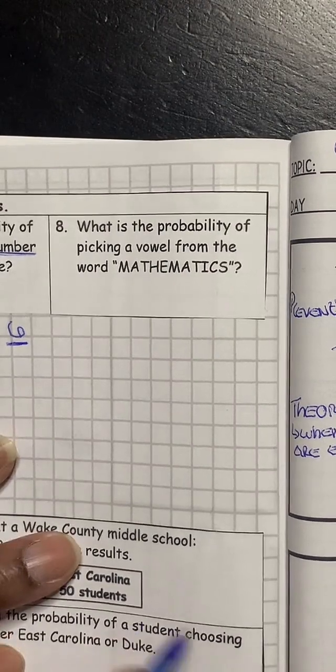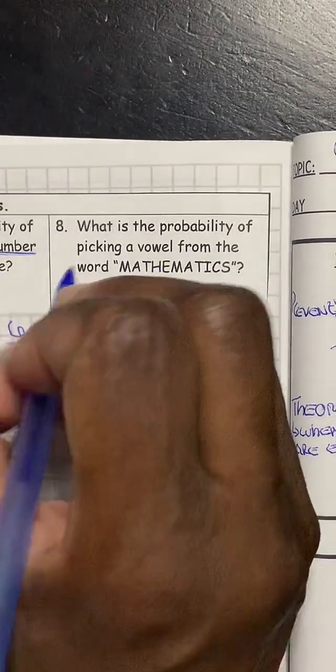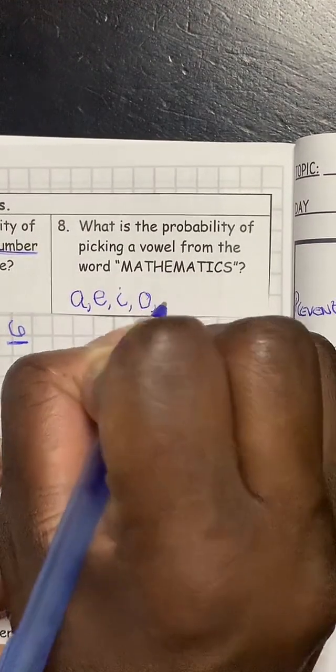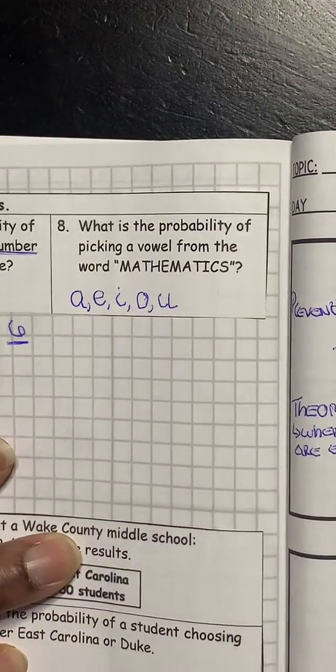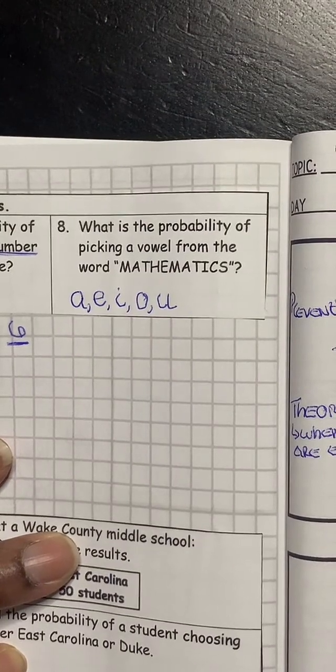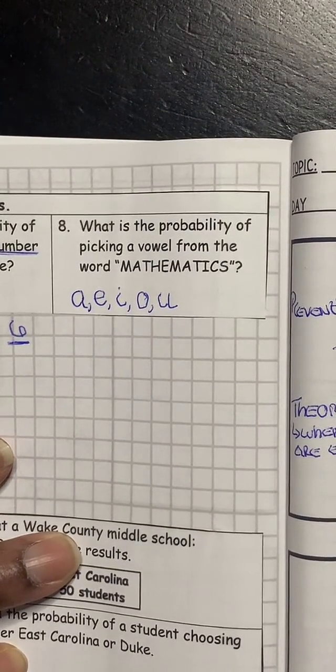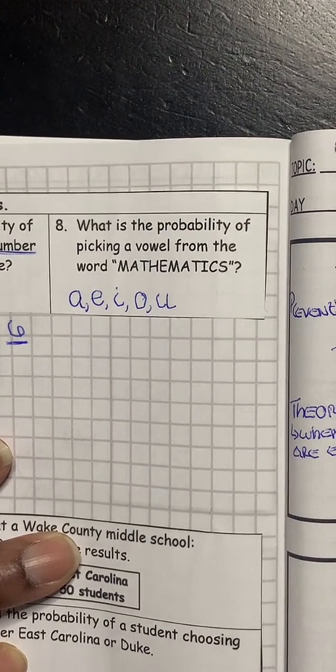Okay. So a vowel. Let's go back to it. We have our A, E, I, O, and U. Not doing that Y stuff. Sometimes Y, sometimes. All right? Not each and every time.